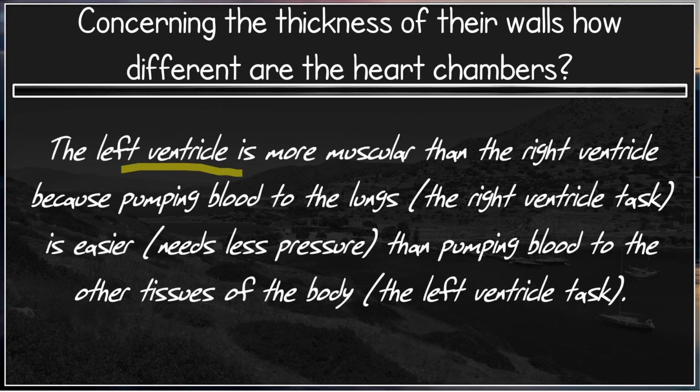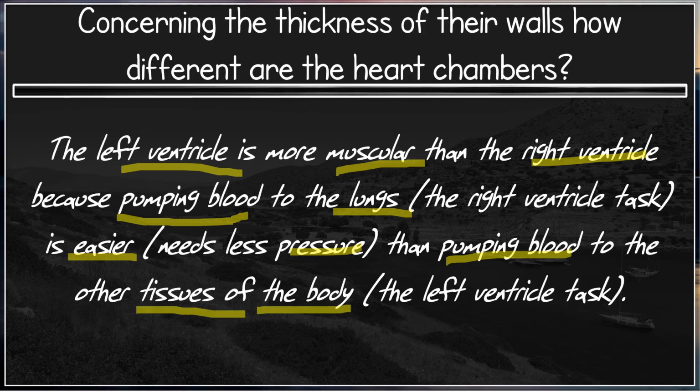The left ventricle is more muscular than the right ventricle. Because pumping blood to the lungs, the right ventricle's task is easier, needing less pressure than pumping blood to the other tissue of the body, that is the left ventricle's task.